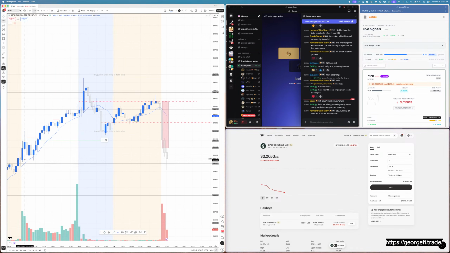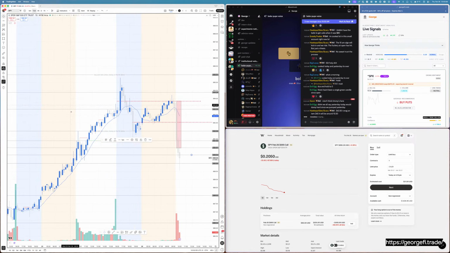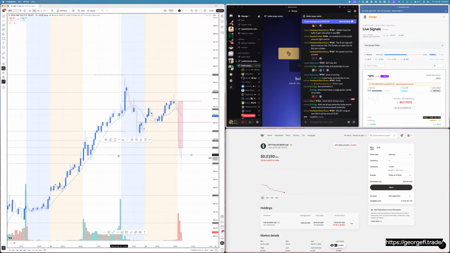Meanwhile, I'm just going to draw a level here at 690.53 because that's where we bounced off yesterday quite a bit. And let me just add text. Reversal zone likely.